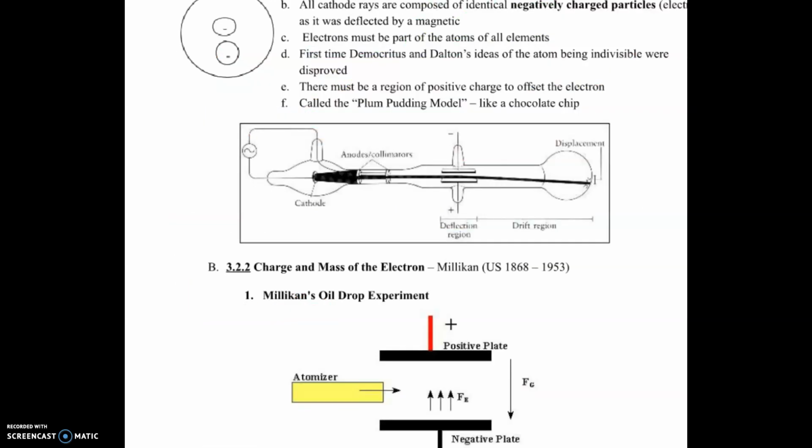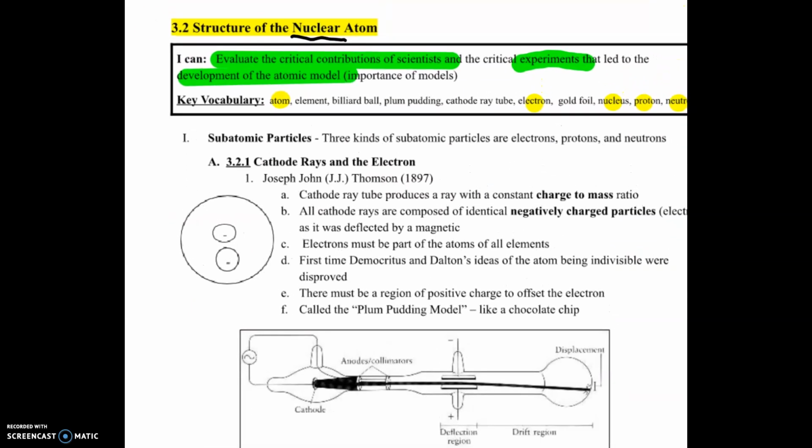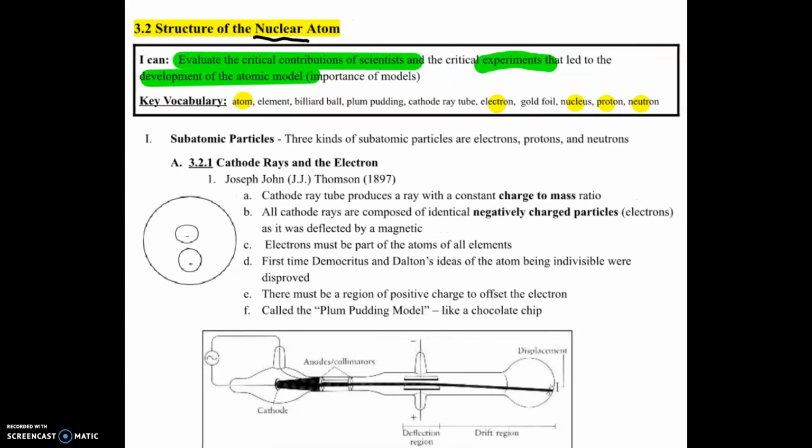So let's go back and see what contributions scientists made in the 1800s and 1900s that helped change Dalton's model. Okay, so let's talk about the subatomic particles. There are three types of subatomic particles. They are electrons, protons, and neutrons. These are the key vocab terms right here.